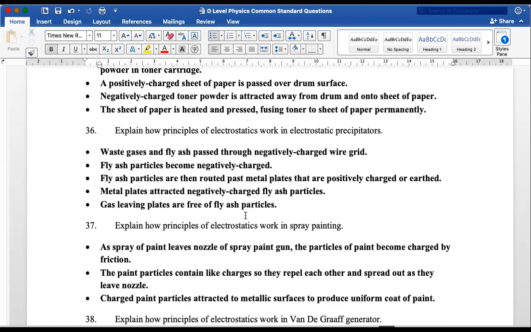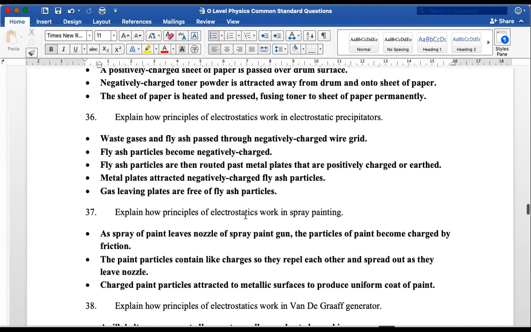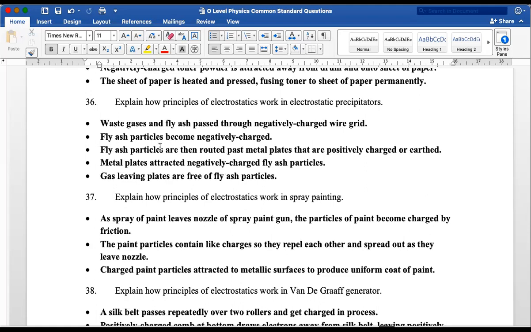Explain how principles of electrostatics work in electrostatic precipitators. Waste gases and fly ash pass through negatively charged wire grids. Fly ash particles become negatively charged. Fly ash particles are then carried past metal plates that are positively charged or earthed. The metal plates attract the negatively charged fly ash particles. Gas leaving the plates is free of fly ash particles.